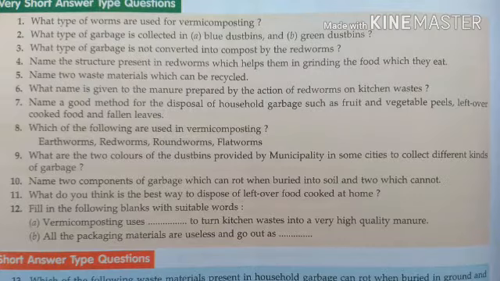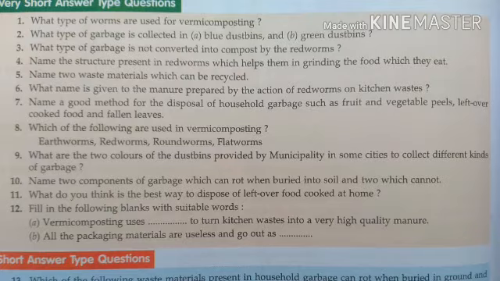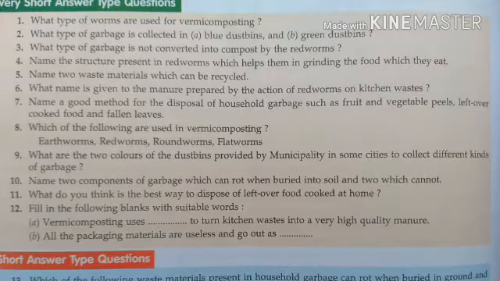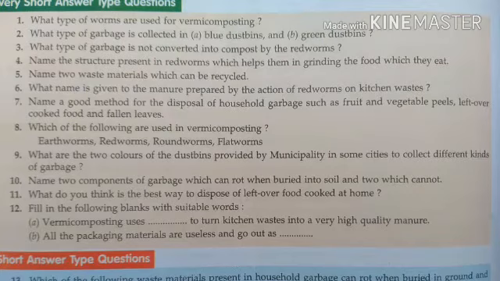Second question, what type of garbage is collected in blue dustbins and green dustbins? In the blue dustbin, we collect non-biodegradable materials like plastic, glass, metal, etc. Whereas in the green dustbin, we collect biodegradable material like cattle wastage, animal wastage or plant wastage, as well as kitchen wastage.